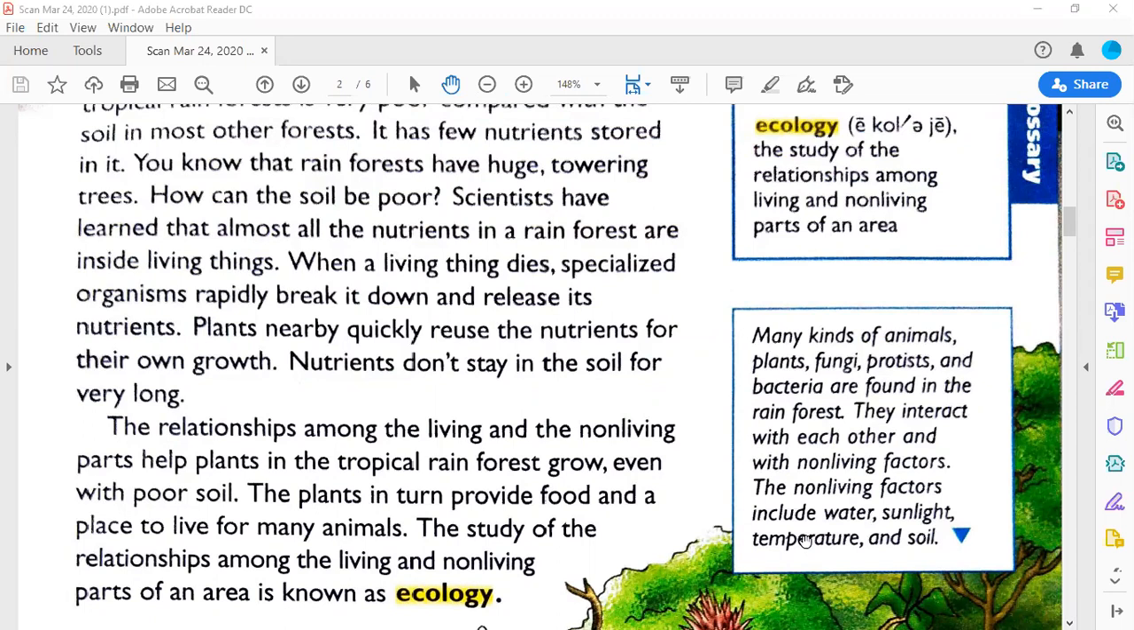Okay, so we found another word over here, and it's ecology. Ecology is the study of the relationships among living and non-living parts of an area. I'm going to ask a few questions about this paragraph. The first question is, what happens when a living thing dies?